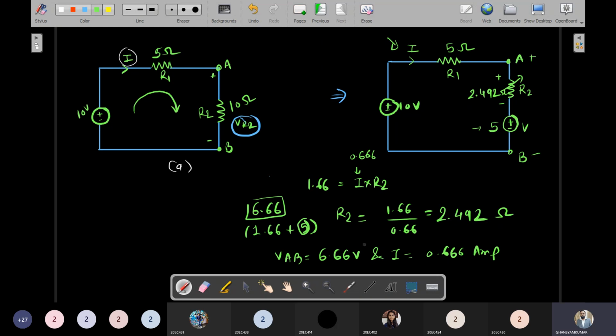Okay, understood? Or any doubt, anybody? Students, any doubt? No, sir. Okay, you can modify this up to you. Suppose I have taken 1.66 plus 5, you can take 2.66 plus 4, 3.66 plus 3, like that way also you can take.